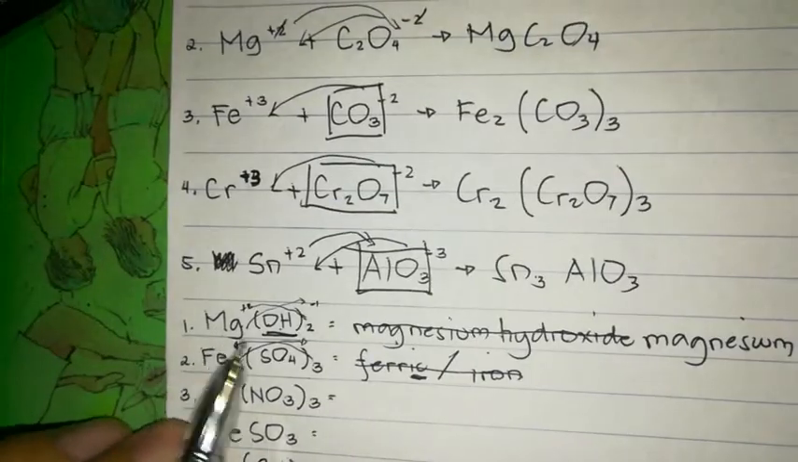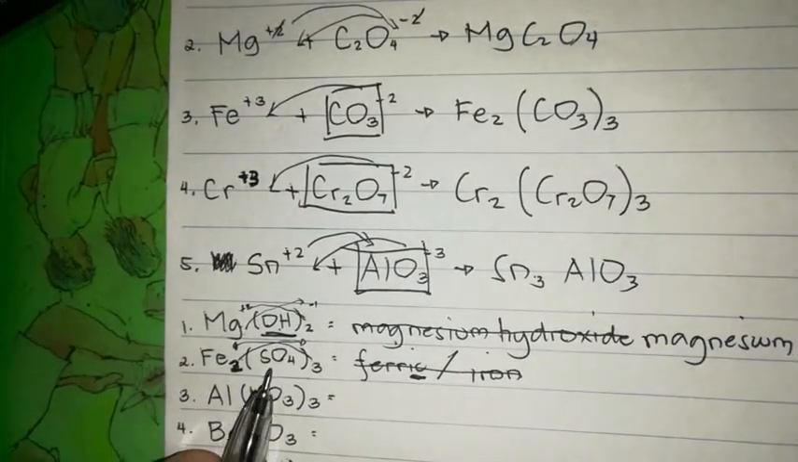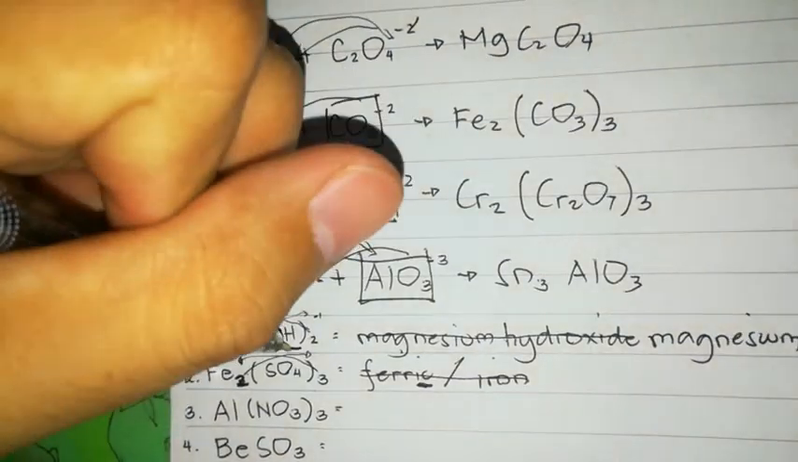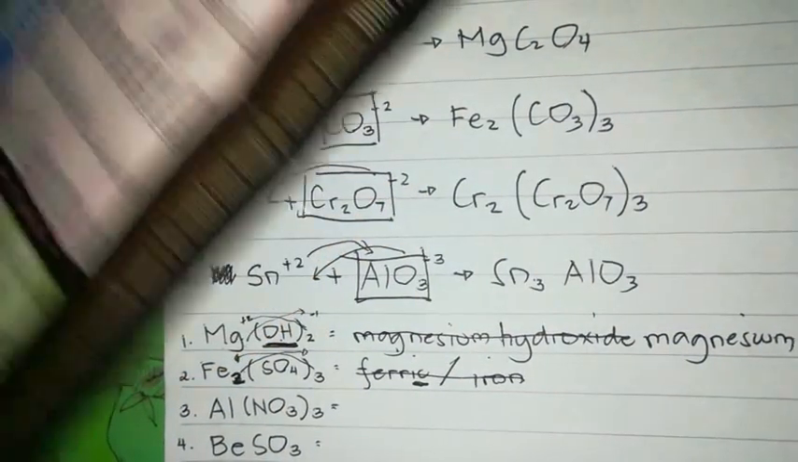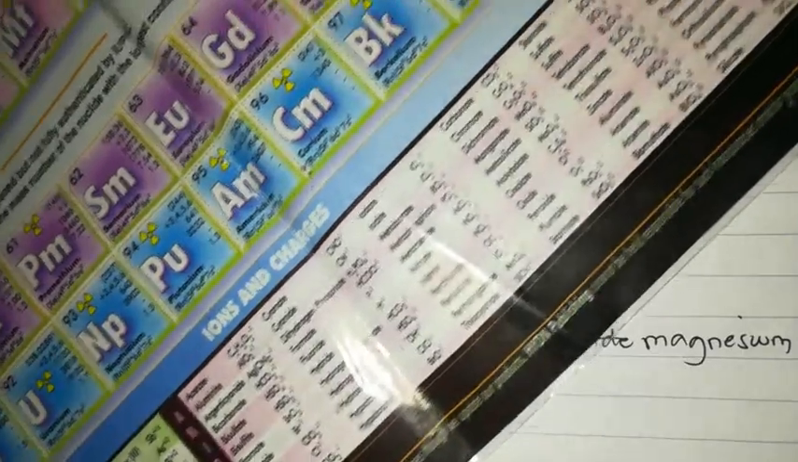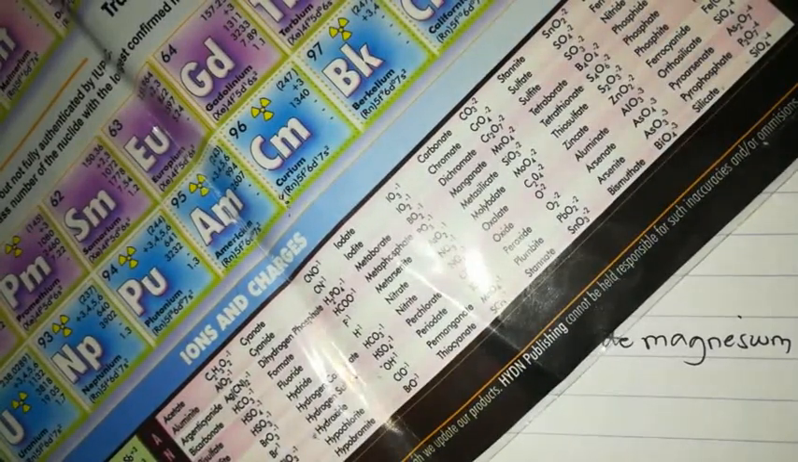Pwede bang magnesium oxygen hydride na lang? Hindi po pwede kasi mapabago uli ang name. We already have a list of your ions and charges. Nandito na po yung official name ng bawat anions. Kaya susundin na lang po natin siya.